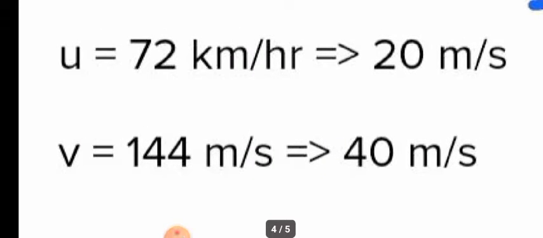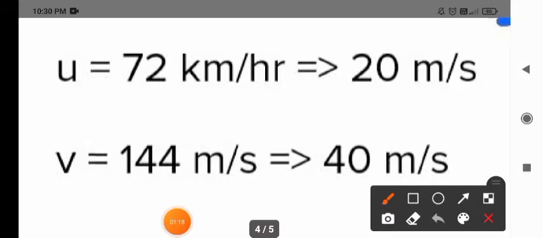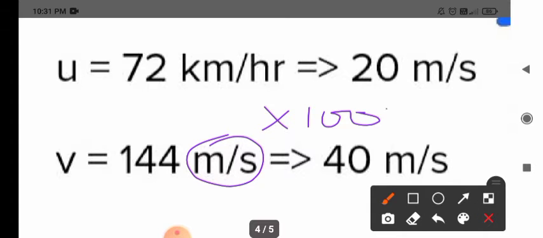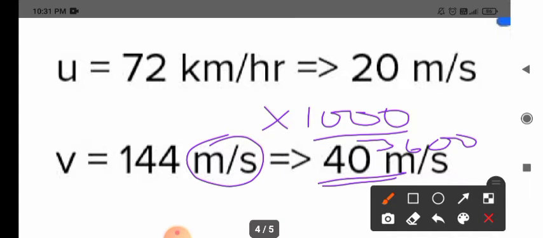Similarly, v means final velocity. Final velocity is nothing but 144 meter per second. It is wrongly given. It is actually kilometer per hour. Okay, this is actually kilometer per hour in the question. So when you convert kilometer into meter, you have to multiply by 1000. And what about the second? Converting the hours into seconds by 3600, you will get the answer as 40 meter per second.